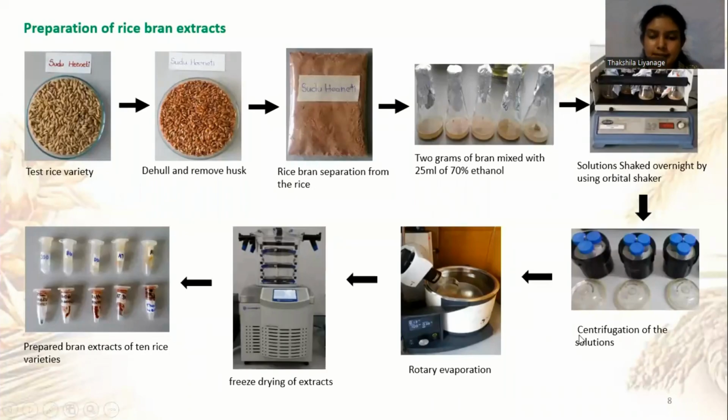For the bran extraction preparation, rice bran separated from the dehulled rice samples was extracted with 70% ethanol using an orbital shaker. Then the solvents were centrifuged for 10 minutes and the remaining ethanol was evaporated using a rotary evaporation process. After that, the samples were freeze-dried and the bran extract was collected into Eppendorf tubes.